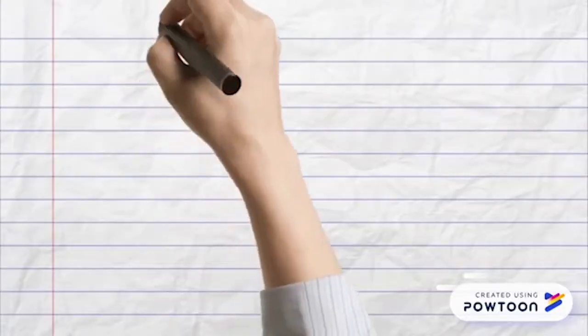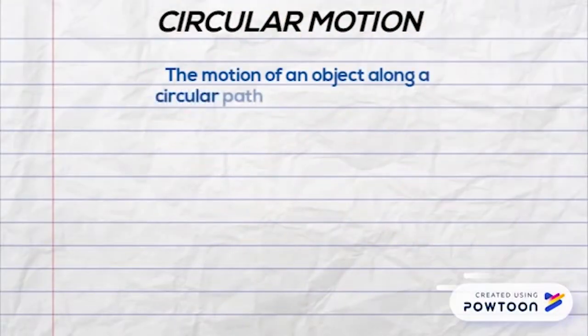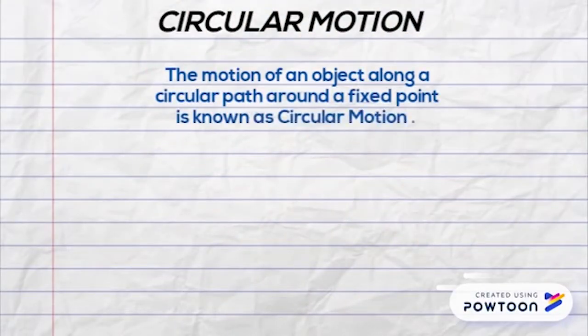Thank you. Circular motion. The motion of an object along a circular path around a fixed point is known as circular motion.